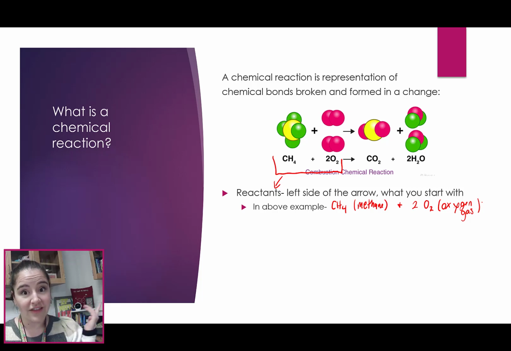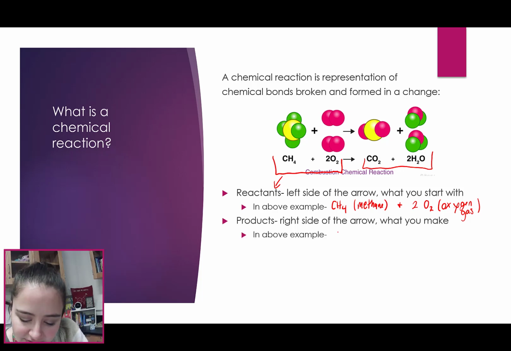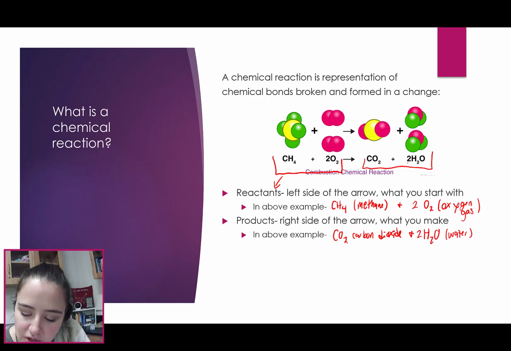Where the stuff on the right side of the arrow are your products, okay? That's what you make after the chemical reaction. In this example, the CO2, carbon dioxide, and the 2 moles of H2O, aka water. Okay, so these numbers out in front, those 2's, are called the coefficients.